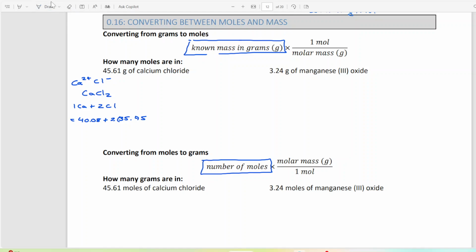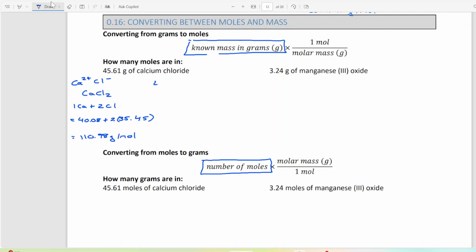Oh, I lost my undo button. I don't like it when my 4s look like 9s. And then we plug that into our calculator and we get a molar mass of 110.98 grams per mole. So now we're going to use this as our conversion factor.